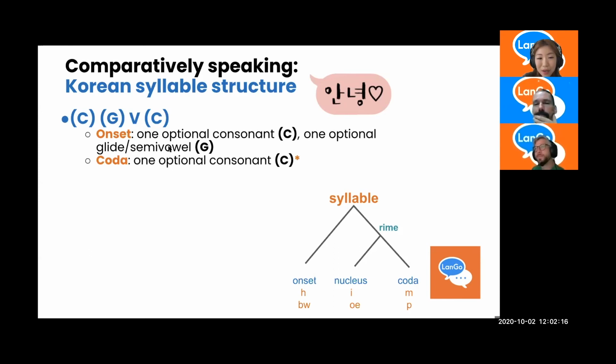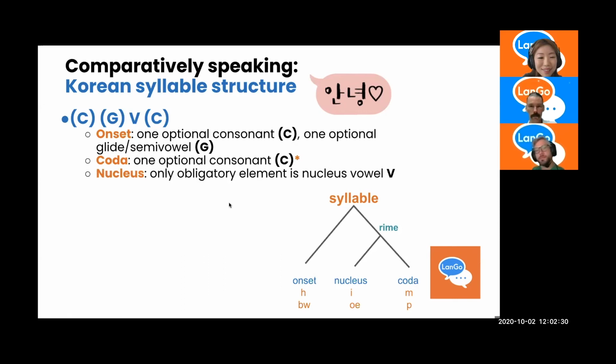All right, in the coda position, you can have 1 optional consonant as well. And I have a little asterisk there because there is some variation with that. And I'll talk about an example in just a moment. All right, and so that means that the only obligatory element in this syllable is the nucleus vowel. And that's why everything else is shown with parentheses.